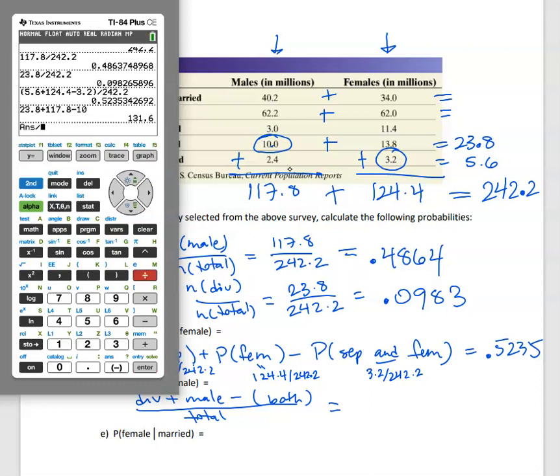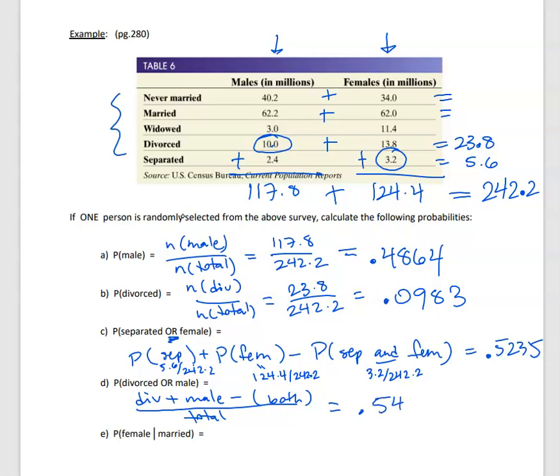And then we're doing that out of 242.2. And so 54.3, we have to round this one up to a 4, and that's going to be as a percent, or else as a decimal, 0.5434. Okay, so those ones are a review. We've already seen those before.